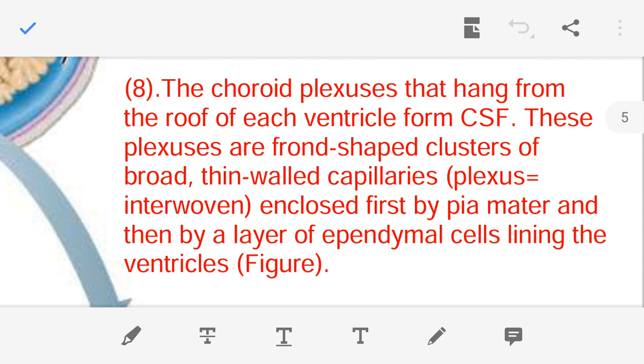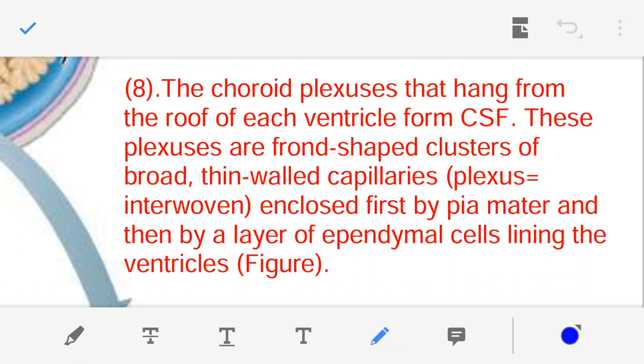Now what is choroid plexus? What is choroid plexus made up of? The choroid plexus is a frond shaped cluster of broad, thin wall capillaries. So we can say choroid plexus is actually a cluster of blood capillaries whose walls are thin, and these capillaries are the broader ones, and this cluster of capillaries is known as choroid plexus.